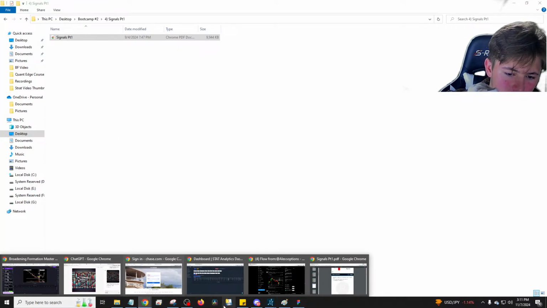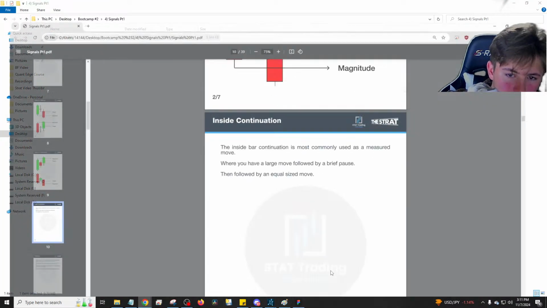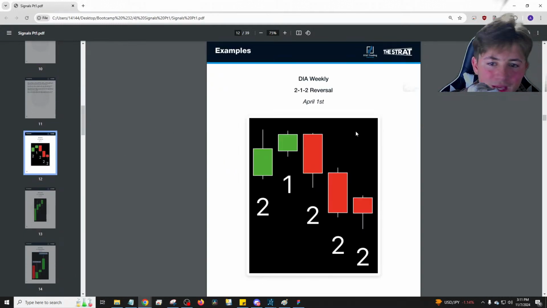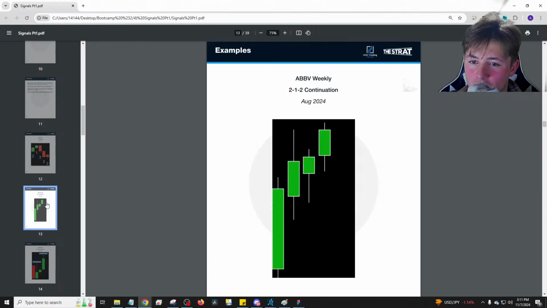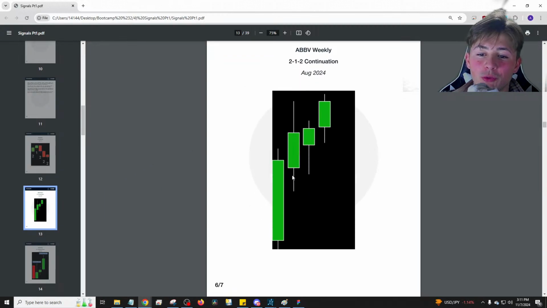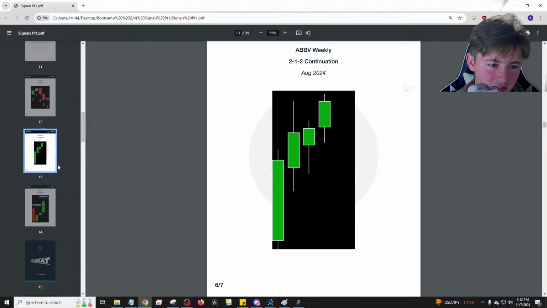If we go to some examples here, you're going to see the 212 reversal on the Dow Jones weekly, right? Up, inside, back down. That's a reversal, something we look for. You see ABV on the weekly, really gunning, then inside week. And this was taken, I want to say, during the week, so it actually didn't play out fully in this case.